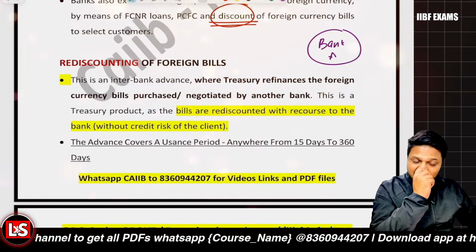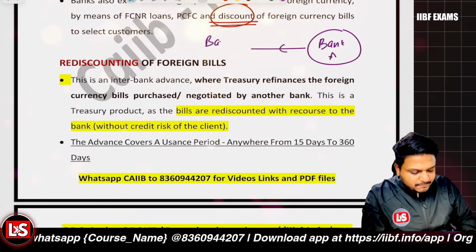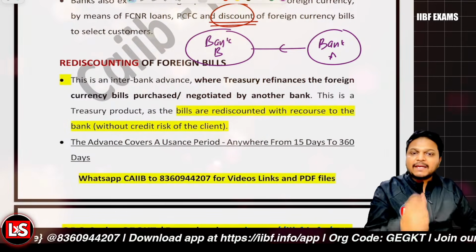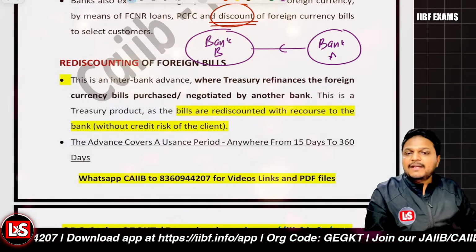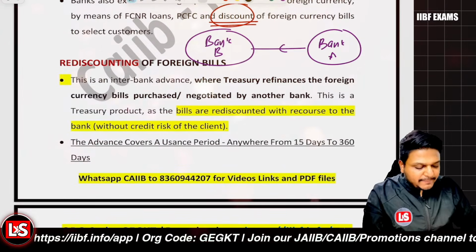Bank A discounted the bill. And now the rediscounting is being done by Bank B. Bank B is rediscounting the bill with Bank A. That is the rediscounting. Now, what would the exposure be? The exposure would be the interbank exposure.